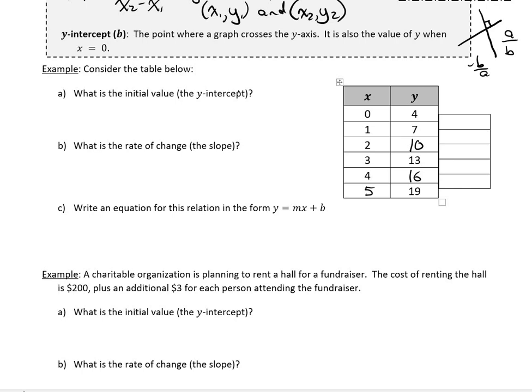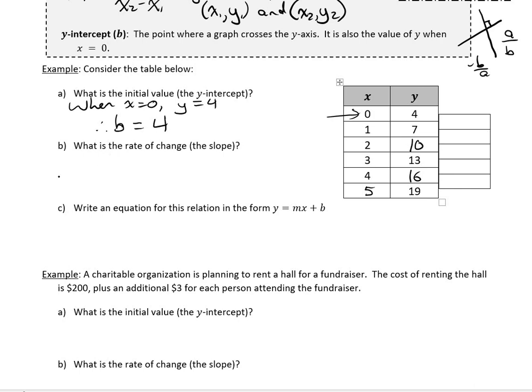Okay. So what is the initial value? Well, to find the initial value, we're going to look at where x is equal to 0. So when x is equal to 0, y is equal to 4. Therefore, our y-intercept b is equal to 4.